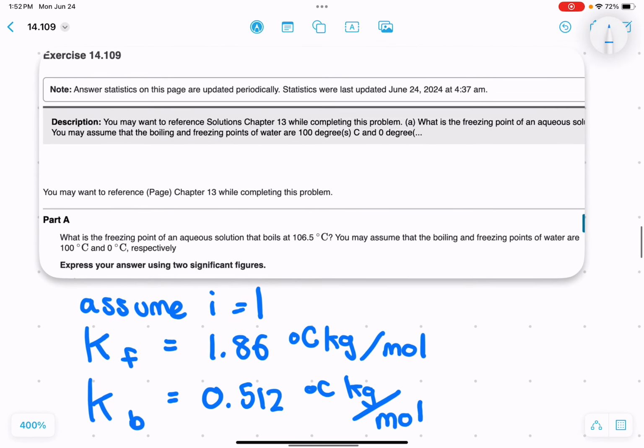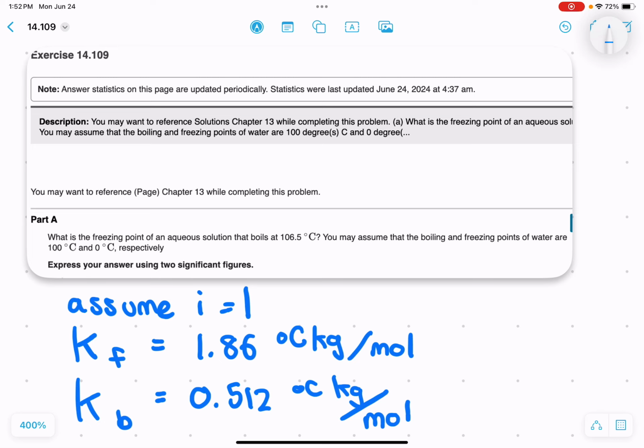Okay, so this is question 14.109. Now, sometimes these are a little bit tricky because this is stuff you could go look up, but on an exam, I would give it to you. So it's a little bit hard with the practice exams because I'm limited by what questions I can pick. And so I do pick ones that maybe you don't have as much information as you would have on the exam. So I would give you the KF and the KB of water. And I would also assume an I of 1.